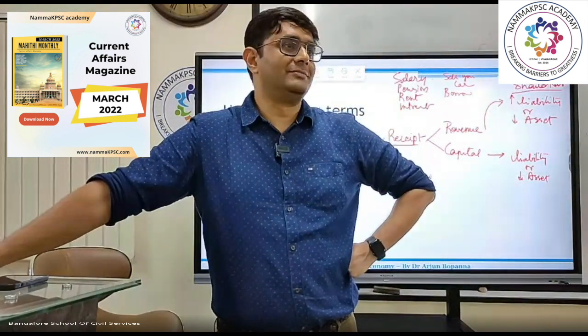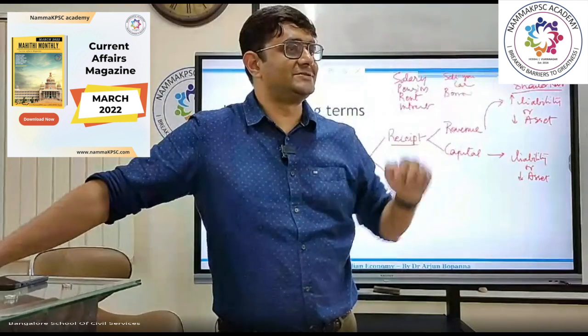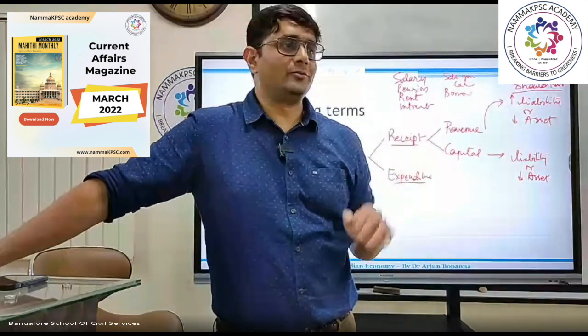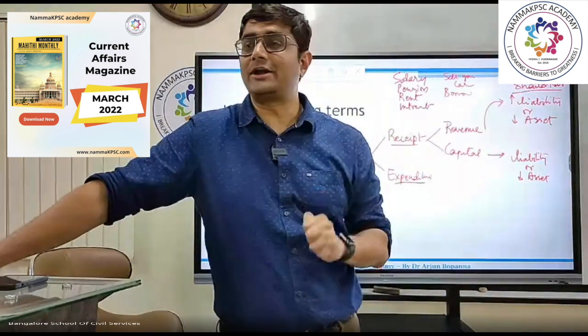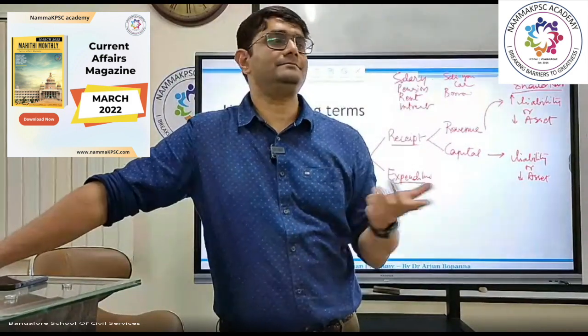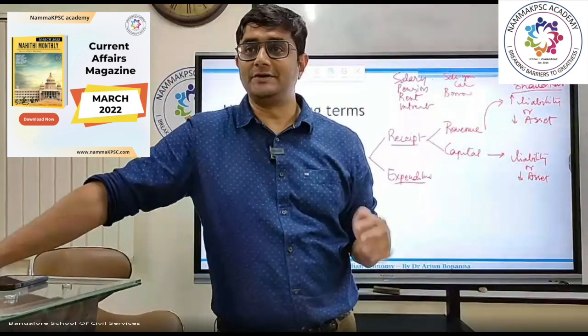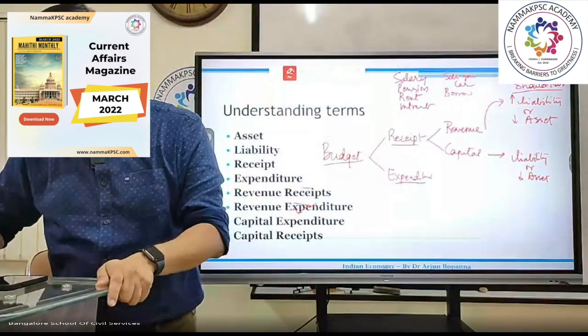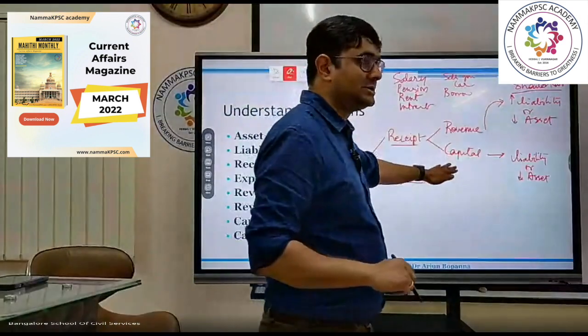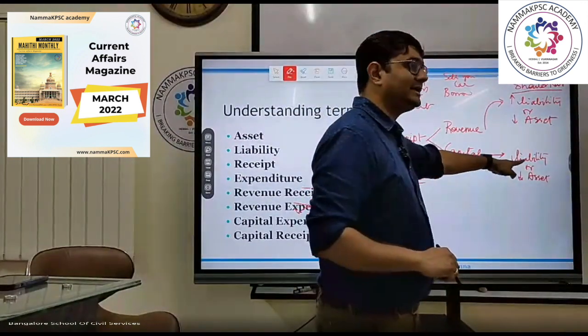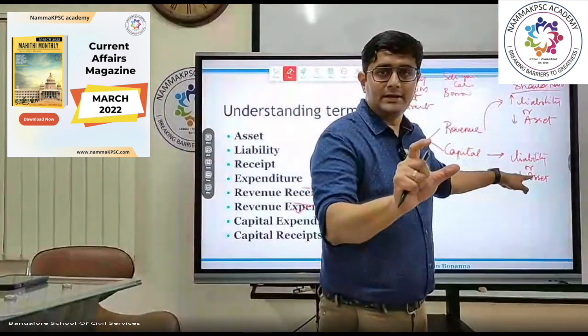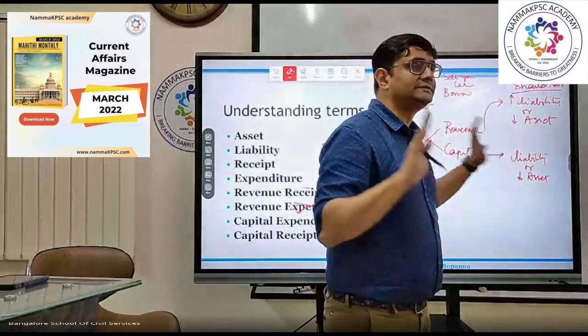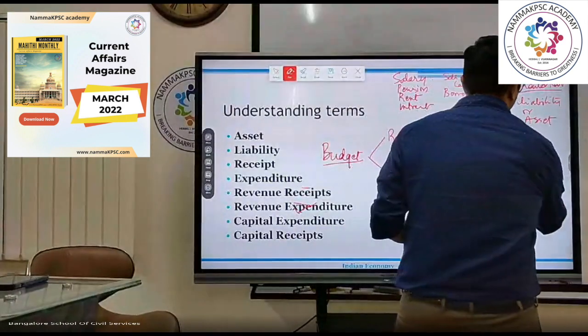You want to buy something. You sell Infosys share and you get 2 lakh rupees. What kind of receipt is it? Capital receipt, because you have reduced your asset. As simple as that. Is that okay? So capital receipt is any receipt that creates liability or reduces asset.